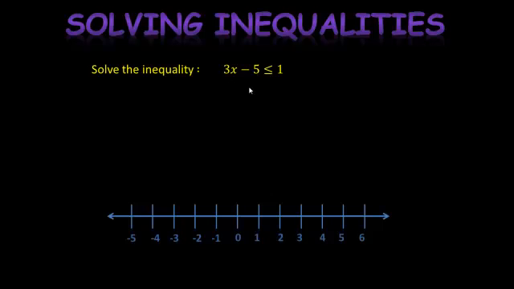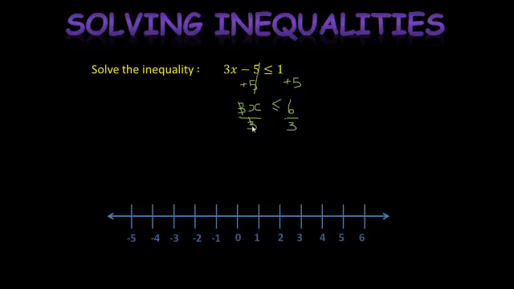So same thing we would do when we solve equations. We want to get x on its own. So in order to do that, our first step should be to add 5 to both sides of the inequality. So we're adding 5 here and adding 5 here. That means minus 5 plus 5 is 0. So I'm left with 3x is less than or equal to 1 plus 5, which is 6. And then I'm going to divide both sides by 3.